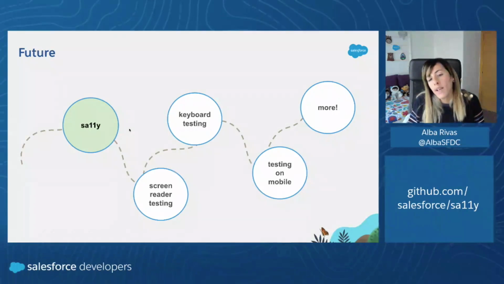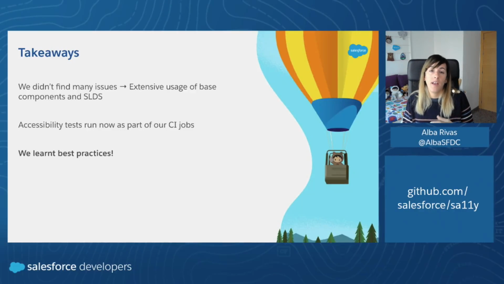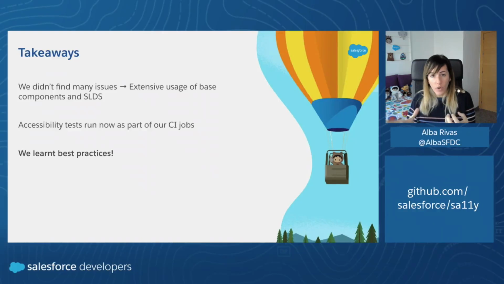Great. So as I mentioned at the beginning of the talk, this is the first step. There are more steps that you need to perform if you want to ensure that you are following accessibility best practices. But it's a great first step for many reasons. First, it's going to give you an idea of how much your apps enforce accessibility best practices. In our case, we didn't find many issues, and I think it's because we are making extensive usage of base components and the Lightning Design System.